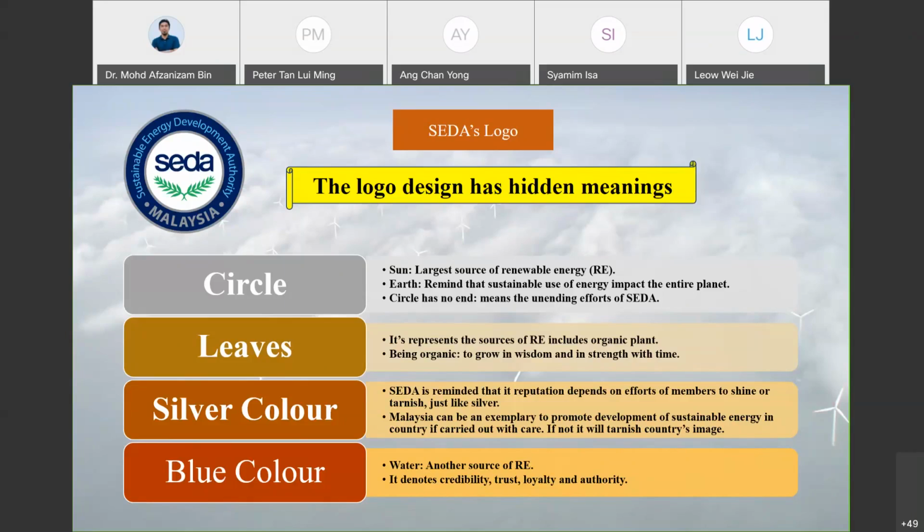The silver color in the SEDA logo reminds that its reputation depends on the efforts of its members to shine or tarnish, just like silver. Malaysia can be an example to promote the development of sustainable energy in the country if carried out with care. If not, it will tarnish the country's image. The blue color represents water, which is another source of renewable energy. It denotes creativity, trust, loyalty, and authority.